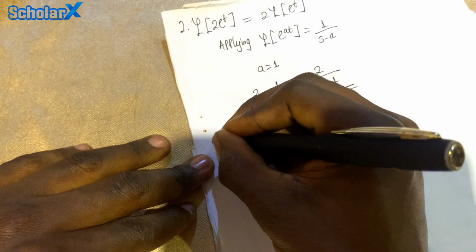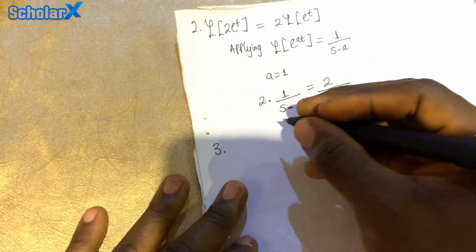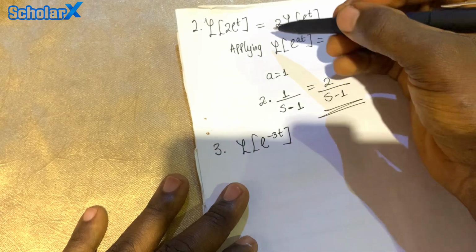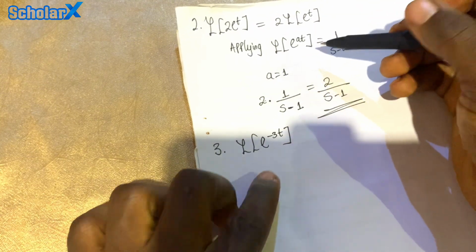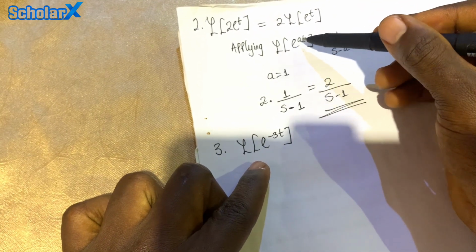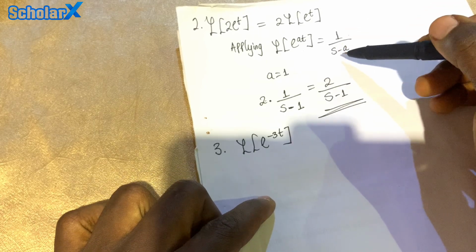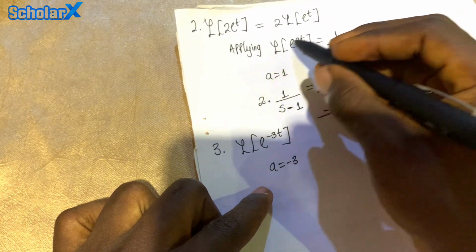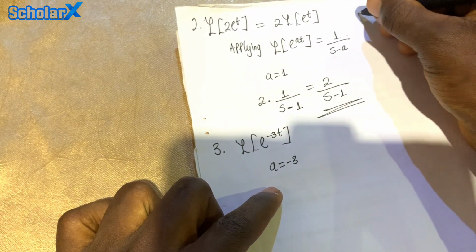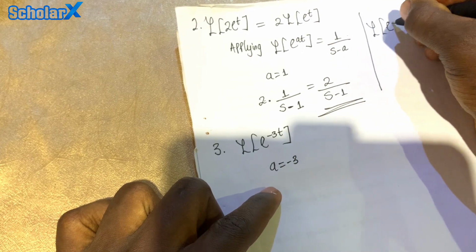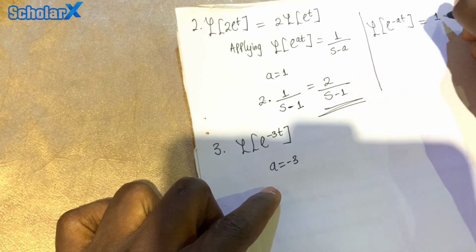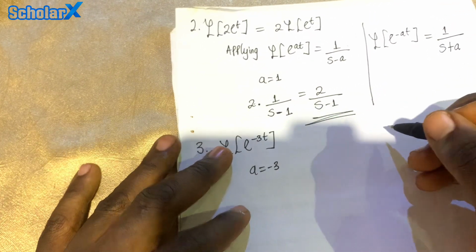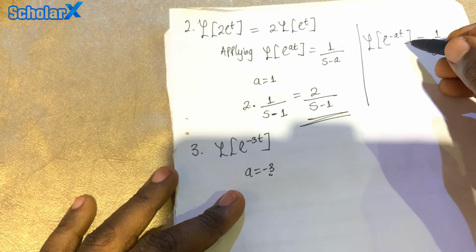Now let's look at the third example. We have the Laplace transform of exponential minus 3t. It still correlates with this rule: the Laplace transform of exponential at is equal to 1 over s minus a. In this case our a is equal to minus 3. Here we apply the one that says the Laplace transform of exponential minus at is equal to 1 over s plus a, 1 over s plus a.